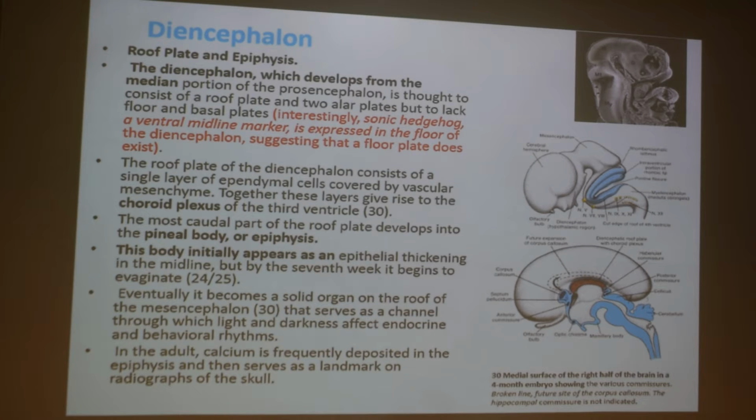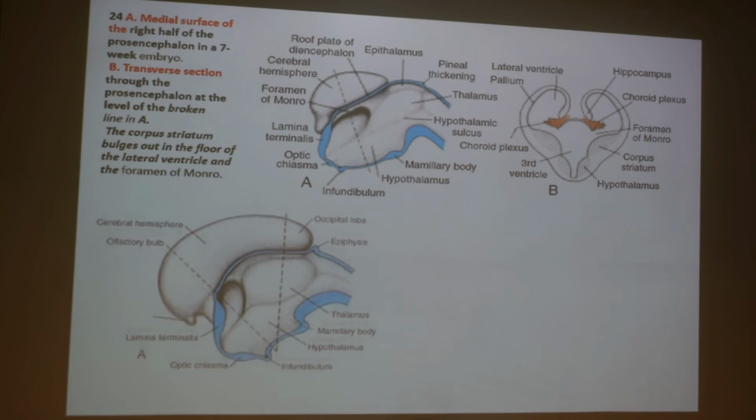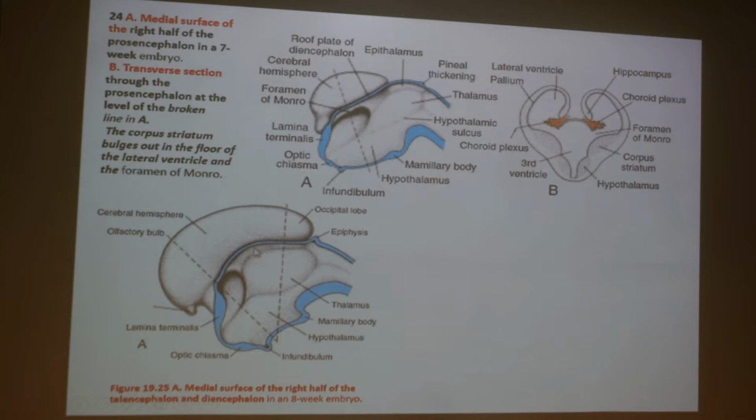The alar plates have a ventral portion and a dorsal portion. The ventral portion of the alar plates is going to give rise to the hypothalamus. The dorsal portion of the alar plates is going to give rise to the thalamus. So you can see it here. This is the thalamus, and this is the hypothalamus. So these are the alar plates. This is the roof plate, which is going to give rise to the choroid plexus, and it is going to give rise to the epiphysis, which is the pineal body there.